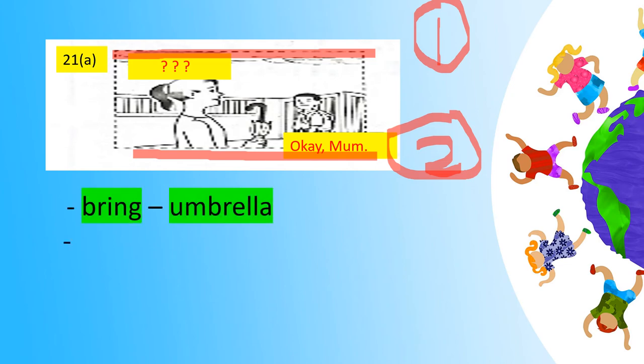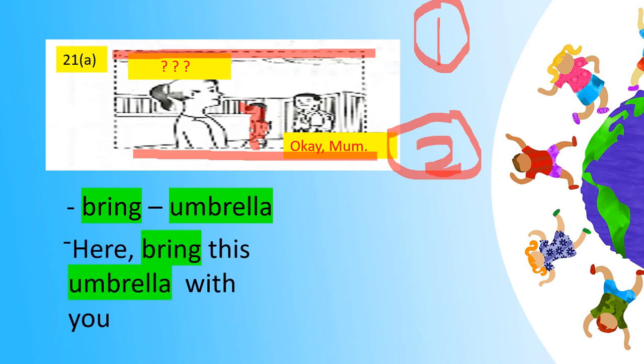Okay, there are two keywords here, bring an umbrella. If you just write umbrella, even though it is wrong grammatically, you can get one mark already. But the correct answer should be something like this: bring this umbrella with you. You can say bring, you can say take. Okay? So for the next one.